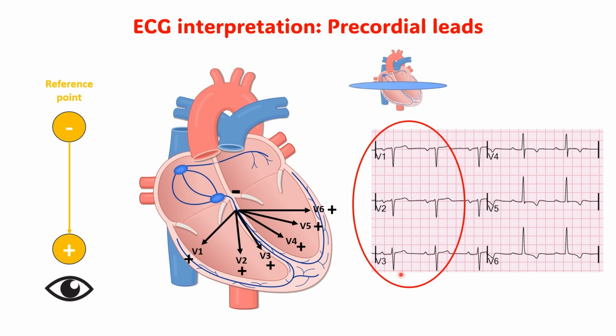Okay, and then we can see that in leads V1, V2, and V3, the QRS has a negative deflection, so it's pointing downwards. And then in V4, V5, and V6, the QRS has a positive deflection because the QRS is pointing upwards. And we're going to talk more about the reasons why this happens.